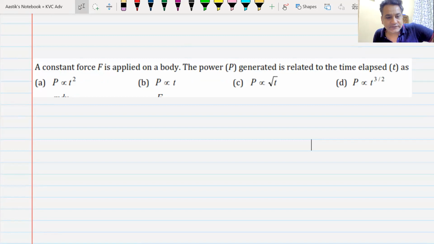A constant force F is applied on a body. The power P generated is related to the time t as how much? Power is inversely proportional to time? No, here there is no inversely proportional. To confuse you, they could have given inversely proportional. How are you going to do this?